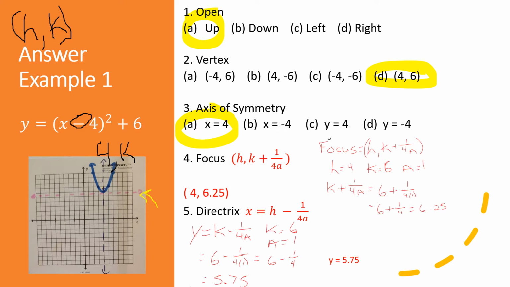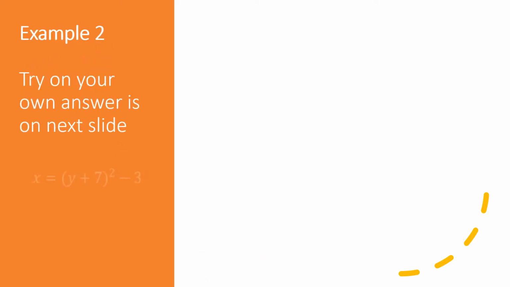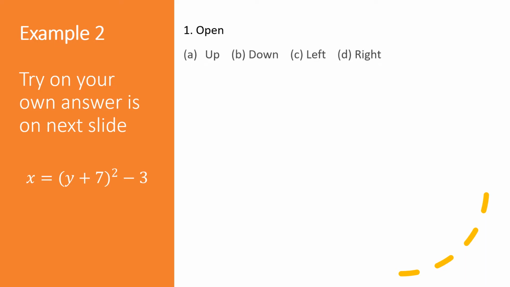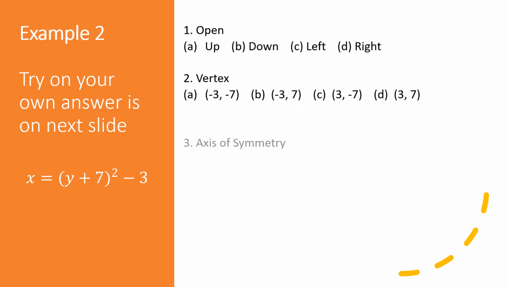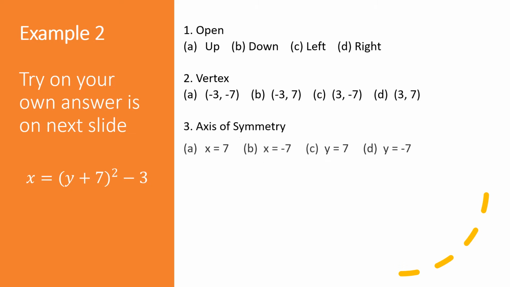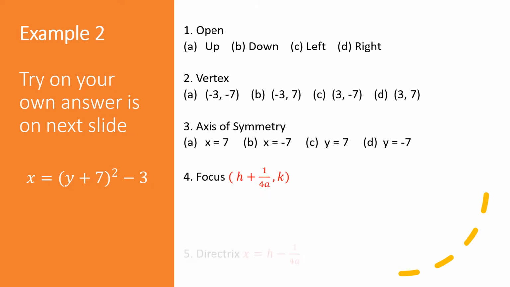Let's look at example 2. All right, so for example 2, this one will be a little different for you because it is in the different format, where the y is squared, not the x. So that should let you know it's the different one. So that means you should be thinking it's going to open either to the left or the right, and hopefully you make the right decision on that.